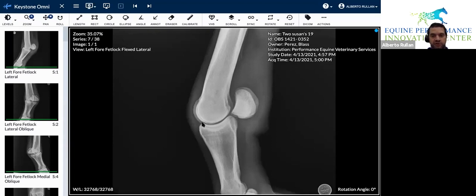This is P1, all the way from the top, all the way to the bottom. Make sure we read all the radiographs. Sometimes you're going to see fragments here as well.